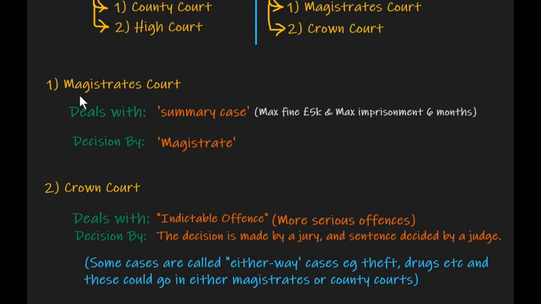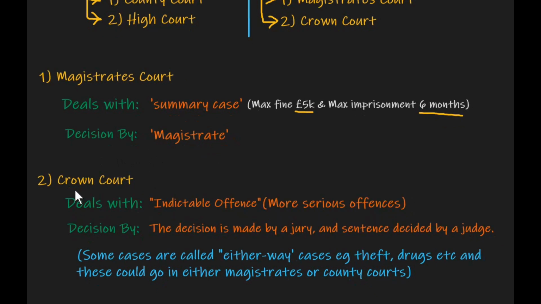Now we know that magistrate court and crown court are part of the criminal courts. Magistrate court usually deals with summary cases, where the maximum fine that can be imposed by the court is not more than £5,000, and the maximum imprisonment that can be announced is no more than 6 months. Here the decision is taken by a magistrate.